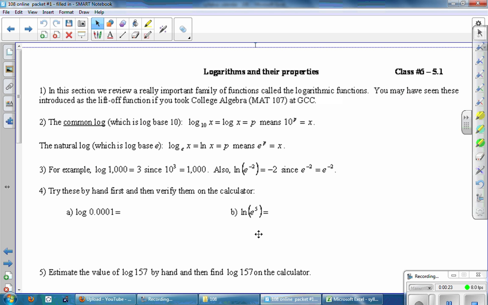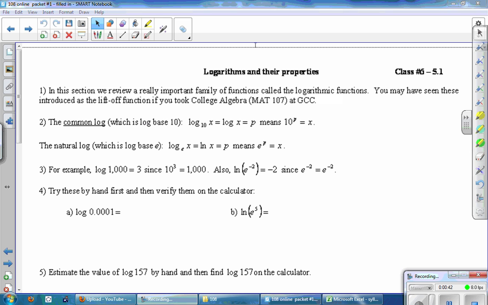So beginning here with the class notes. Number 1, in this section we review a really important family of functions called the logarithmic functions. You may have seen these introduced as the logarithm function if you took college algebra, Math 107 at GCC. 2, the common log, which is log base 10.